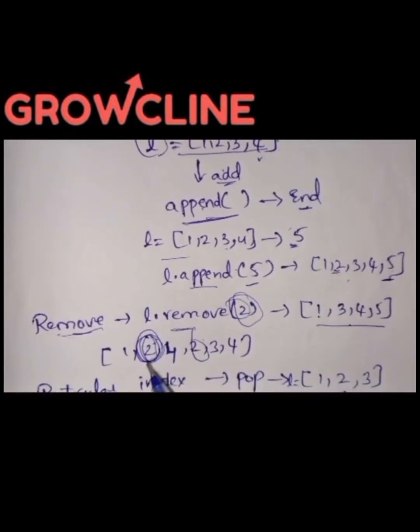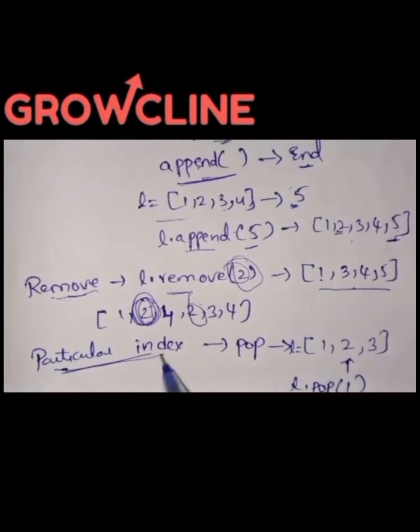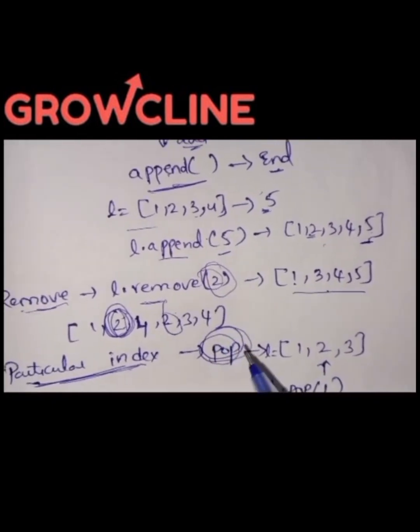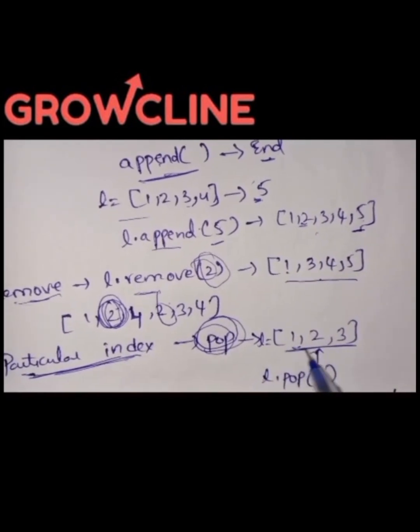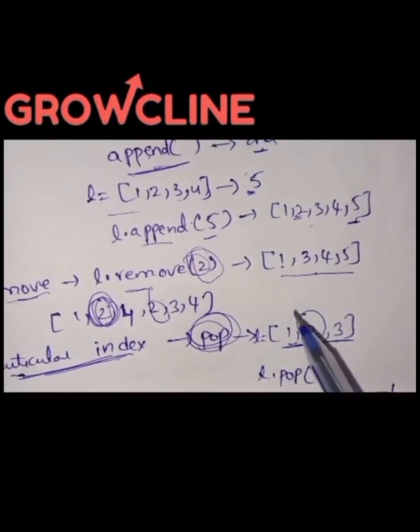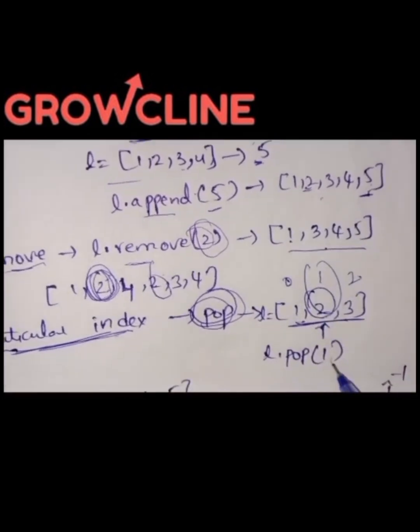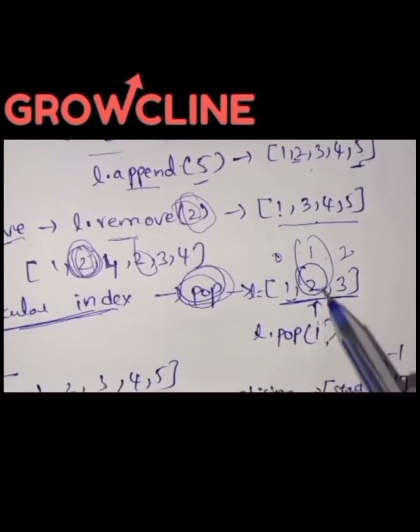If we want to remove an element based upon the index value, then I have to use the pop method. The pop method will delete the element at the index which is passed inside it. Suppose I want to delete the element 2 which is at the index of 1. So I pass the index 1 inside the pop method. Then it will remove the value 2 from the list.